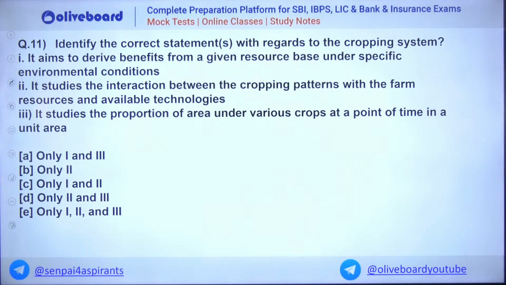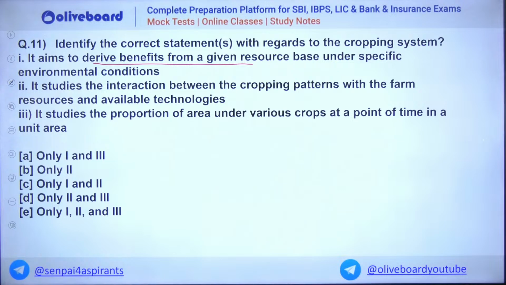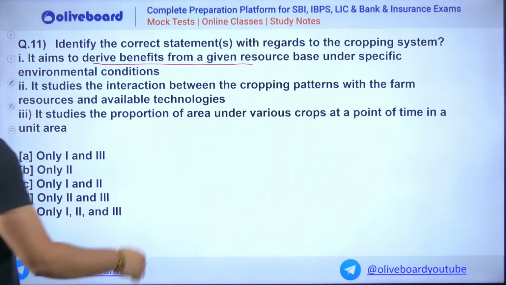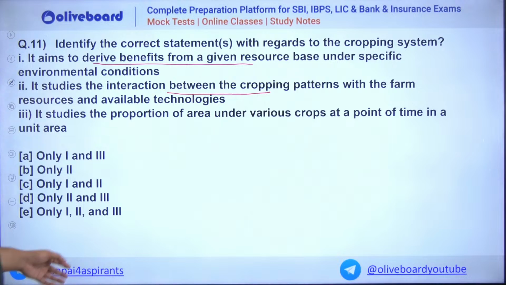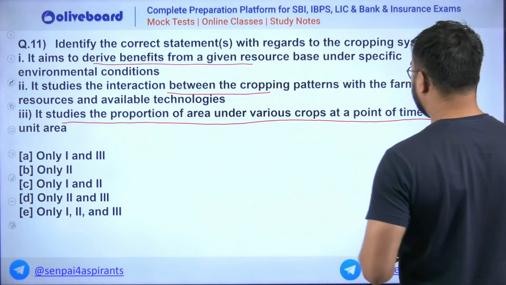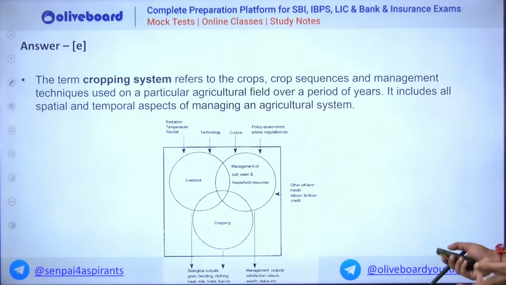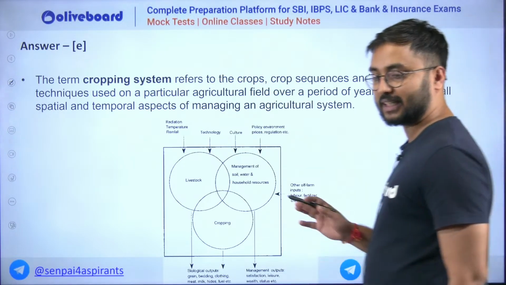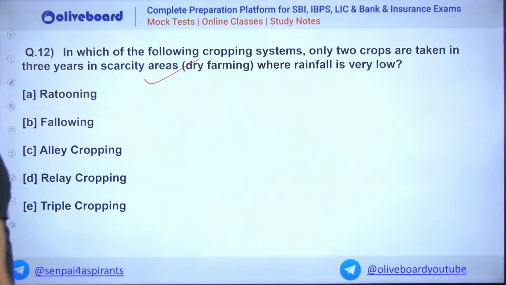Okay. Identify the correct statements with respect to cropping system. It aims to derive benefits from the given resource base under specific environmental condition. Correct. It studies interaction between cropping patterns with the farm resources and available technology. Correct. It studies the portion of area under various crops at the point of time in unit area. Seems to be correct. I think E is the correct answer. All statements are correct.